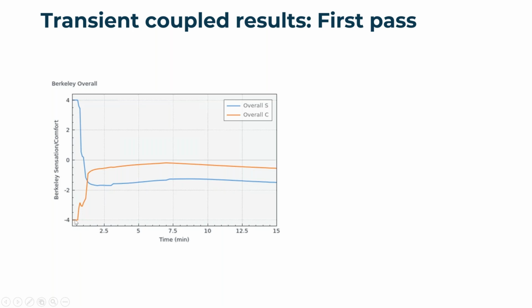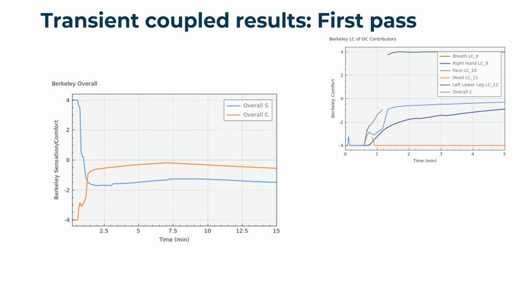And as a result, the thermal comfort, very low at first, jumps up corresponding to the sensation. And we don't quite get to the positive side of thermal comfort where we'd want to be. So we've at least reduced the discomfort, but not extremely comfortable yet. We could then dig into all the local results to try to explain why that is.